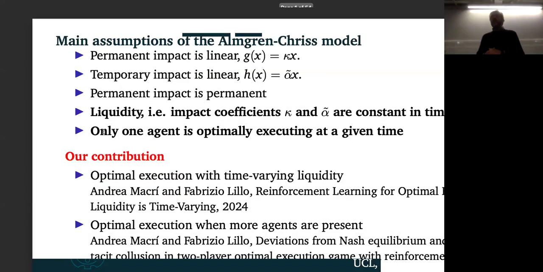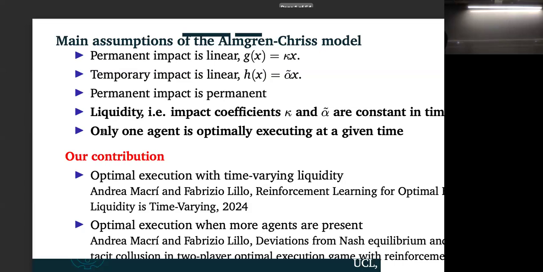But let's see what the main assumptions behind this approach are. The first one, which we are not going to touch for the moment, is that the permanent impact is linear, so it's a linear function of the volume. We see that it's not true, but nevertheless. Then the temporary impact is linear, which is not true in reality. And the permanent impact, of course, is permanent.